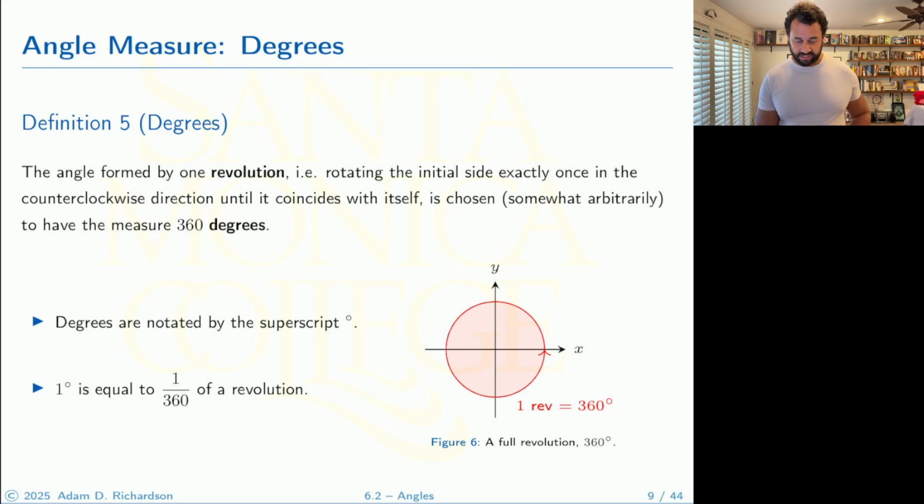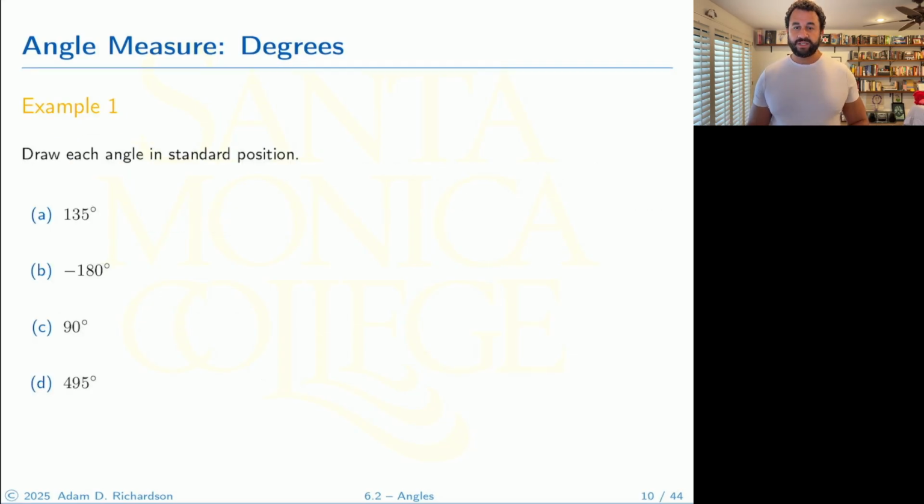We denote degrees using a little circle superscript. And 1 degree is equal to 1/360th of a revolution. So one whole revolution is equal to 360 degrees, and 1 degree is equal to 1/360th of a revolution. So 1 degree is a very small angle.